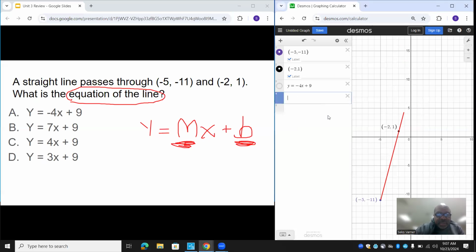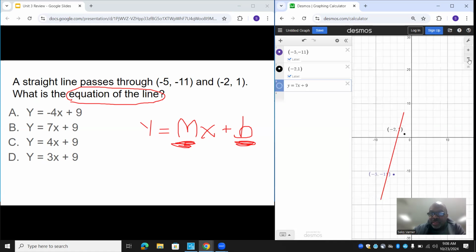Let's try the second one. y equals 7x plus 9.